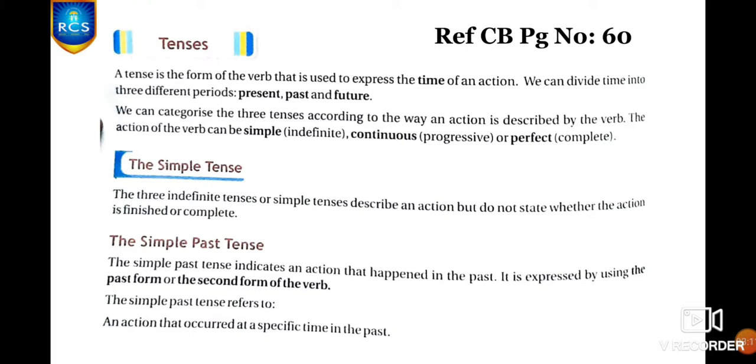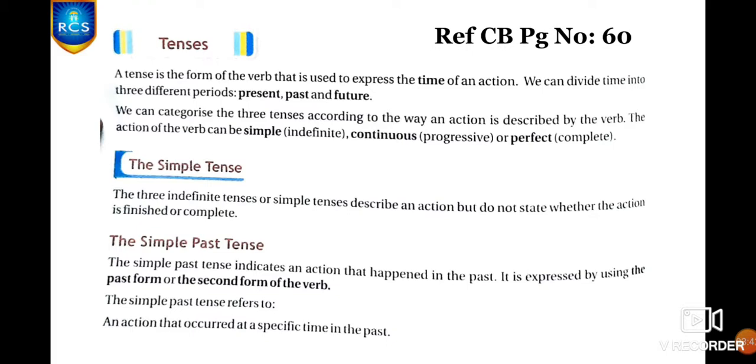Let us learn more about these three kinds of tenses. First is the simple tense. The indefinite tenses, or simple tenses, describe an action but do not state whether the action is completed or finished. It will not tell you the exact time of that action, and we cannot identify whether the action gets completed or not by using the simple tense. The first one is the simple past tense.